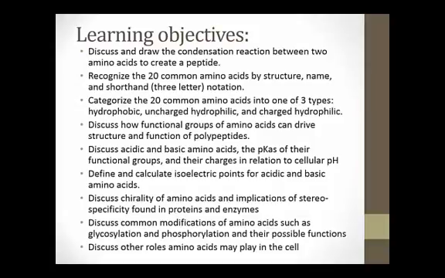Here are our learning objectives for this chapter. Again, be sure to review these objectives before and after studying the material as you prepare for the exam and for life after the test. Do recognize that the first three learning objectives say we have to recognize the 20 amino acids by structure, name, and shorthand. That means you do need to memorize the different amino acid structures, their full name, and their three-letter notation. You also need to be able to categorize each of these amino acids into one of the three categories that we will discuss in just a minute. So let's move on.